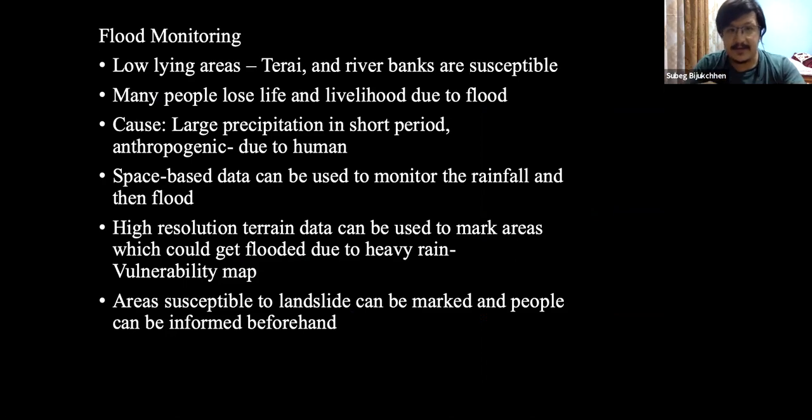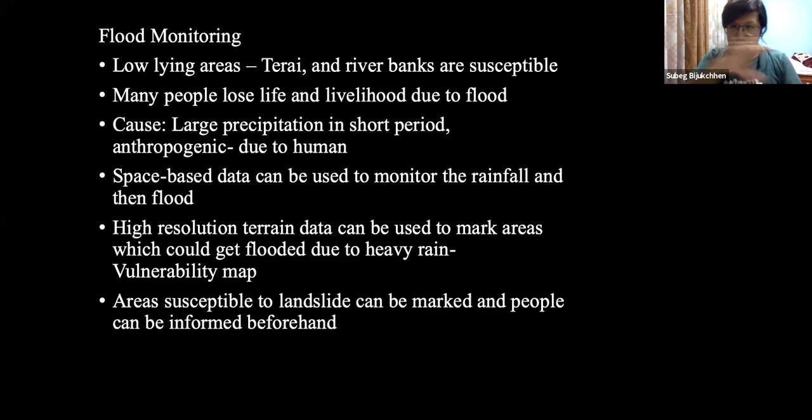Low-lying areas in Nepal, like the Tarai region or the river banks, are very susceptible to flood. So many people lose life and livelihood due to flood in Nepal. So what is the cause? Obviously, large precipitation in a short period, and I forgot to put that. Also, our rivers are very steep. In Nepal the rivers are very steep because think about this.